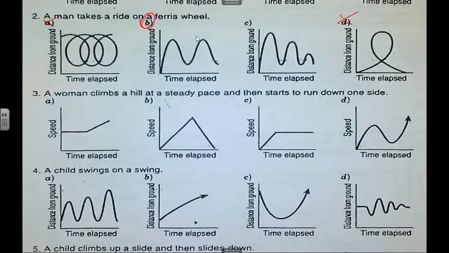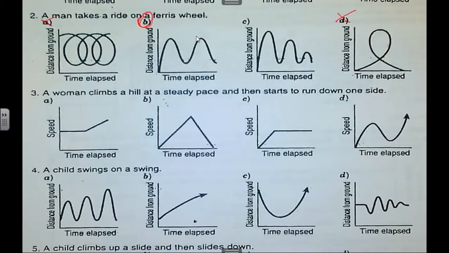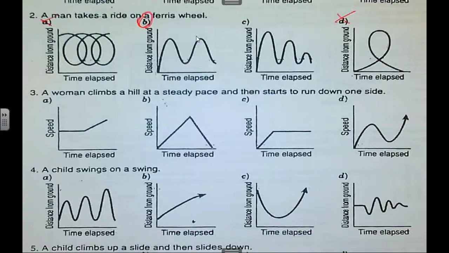Number 3. A woman climbs a hill at a steady pace and then starts to run down the other side.